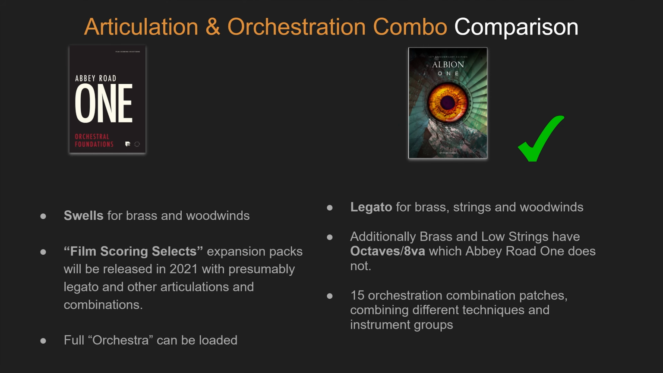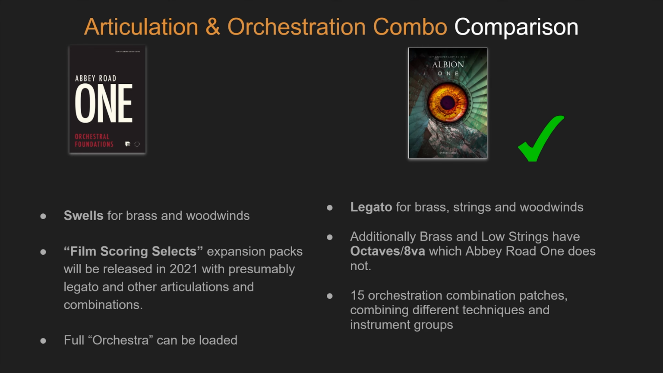As far as Abbey Road One, there's the swells that we talked about for the brass and woodwinds. That's not available in Albion One. There's the tenuto marcato, which I didn't put in this list, and there's a full orchestra that can be loaded pretty easily. Actually, it's the default, or the top of the list when you open up that plugin. And that's pretty handy, pretty fun to play with when you want a full 2D of the entire orchestra.